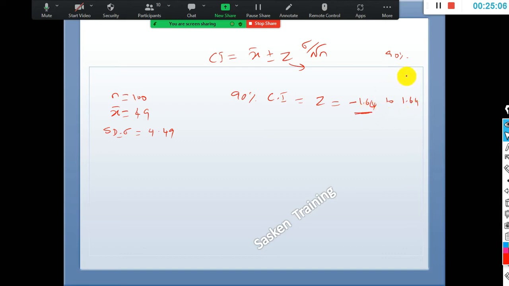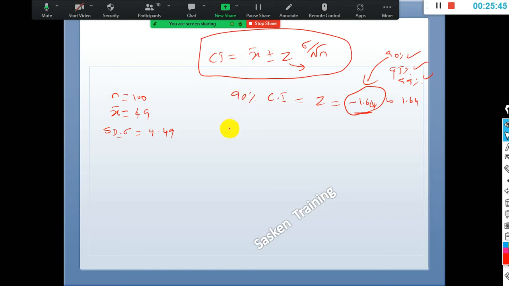If it is 95%, that value is different. You need to look up the table and you will get it, but you don't have to do the lookup yourself; I will show you how to get the values with a statistical package. For 90%, 95%, 99%, the z value differs for each confidence level. Since they have mentioned 90%, it is pretty straightforward: in the z distribution table you will get minus 1.64 to plus 1.64.